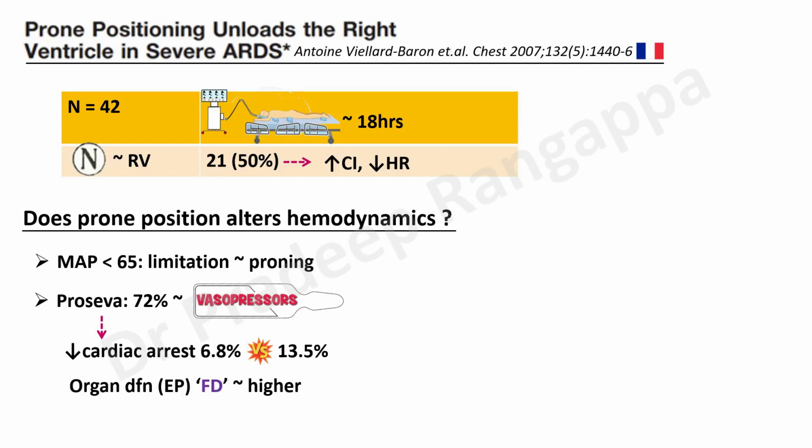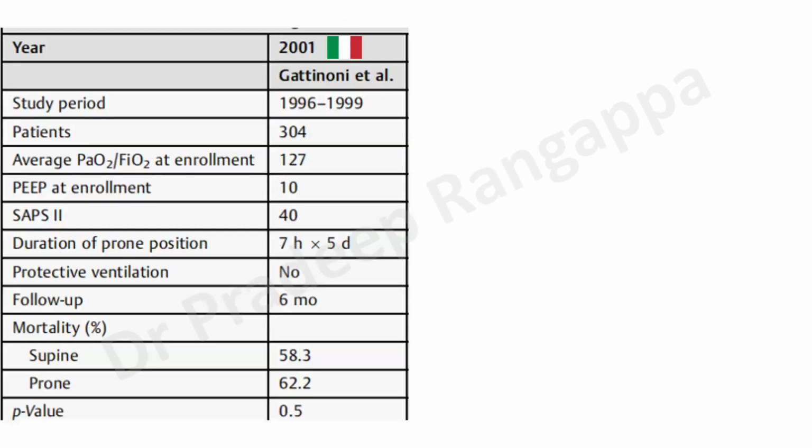And even in the PROSEVA trial, it was shown that the extrapulmonary organ dysfunction-free days were higher, which is good. It means secondary organ dysfunctions also did not happen as much in prone patients. Many a times we may say the patient has an AKI, that's why we don't want to prone. In fact, the organ dysfunction was less in prone patients. So that's what was shown in the PROSEVA trial.